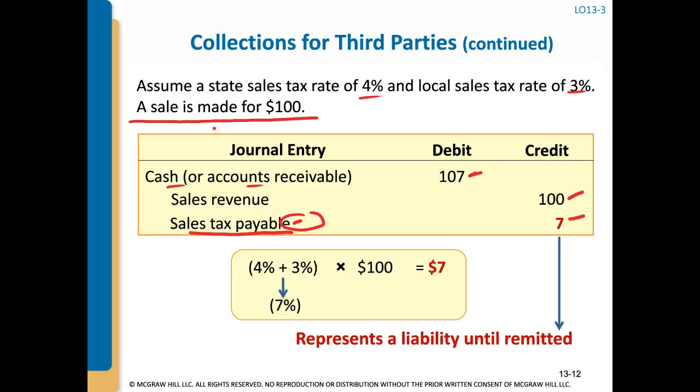Once they send that to the state and city, they're going to debit the sales tax payable for $7, and they'll credit cash for $7 when they actually remit that.